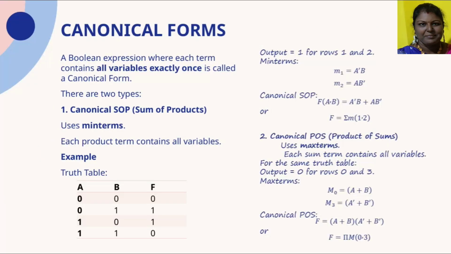Let's take a closer look at canonical forms in Boolean algebra. A canonical form is a special kind of expression where every term includes all the variables exactly once. There are two main types, and the first one we'll focus on is the canonical sum of products, or SOP. This uses minterms, product terms that cover every variable. The truth table here shows how the output relates to inputs A and B, helping us build these expressions systematically.